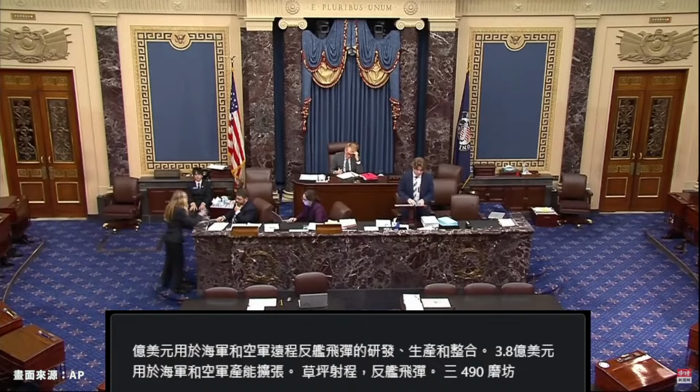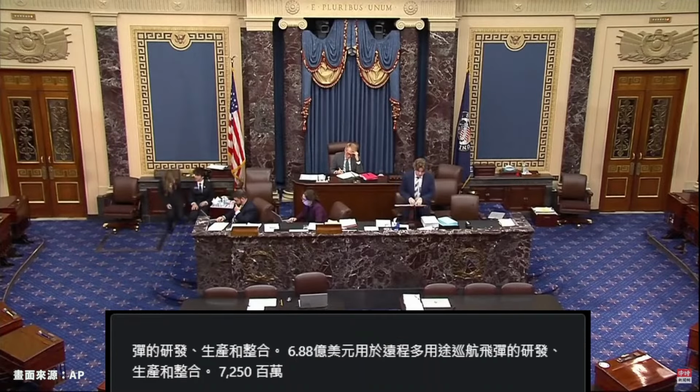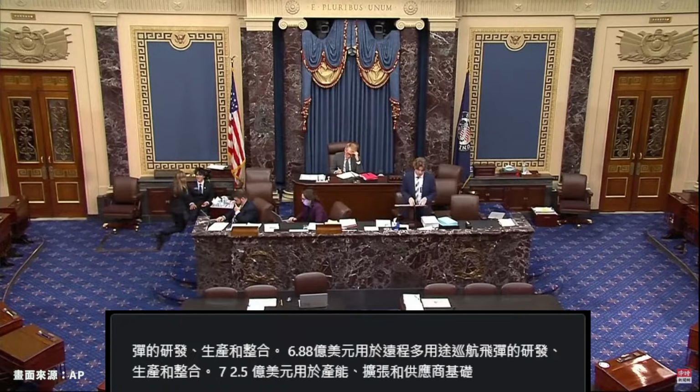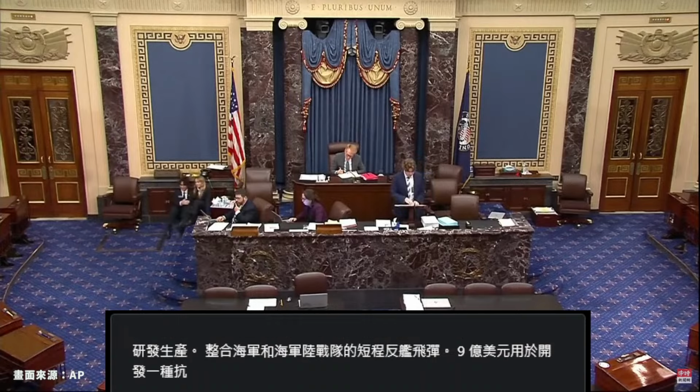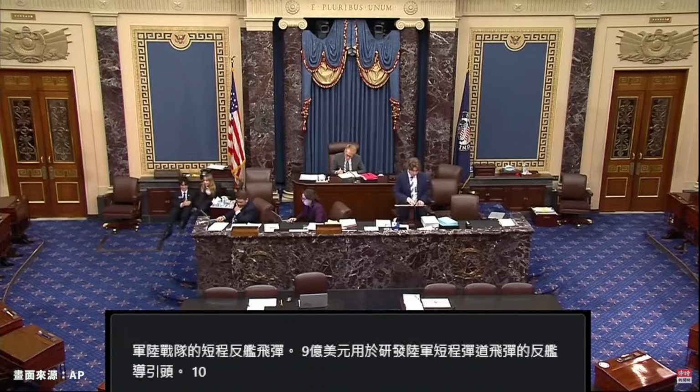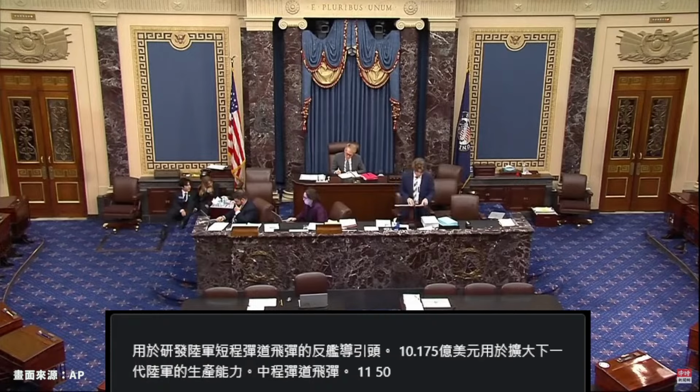7, $250 million for the production, capacity expansion, and supplier base strengthening of long-range multi-service cruise missiles. 8, $70 million for the development, production, and integration of short-range Navy and Marine Corps anti-ship missiles. 9, $100 million for the development of an anti-ship seeker for short-range Army ballistic missiles. 10, $175 million for production capacity expansion for next-generation Army medium-range ballistic missiles. 11, $50 million for the mitigation of diminishing manufacturing sources for medium-range air-to-air missiles. 12, $250 million for the procurement of medium-range air-to-air missiles.